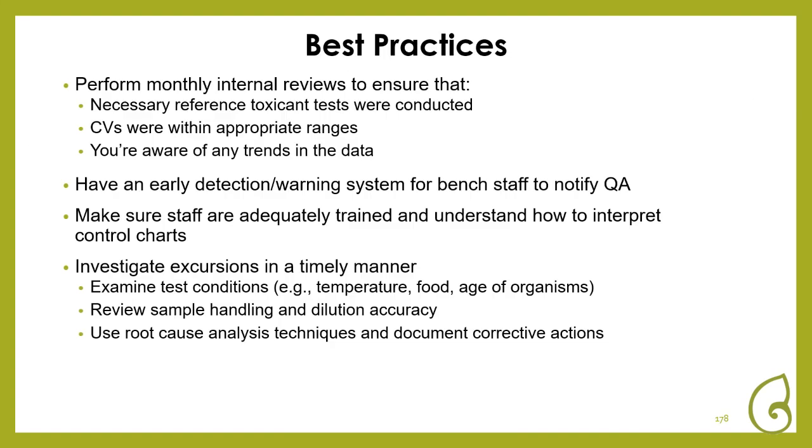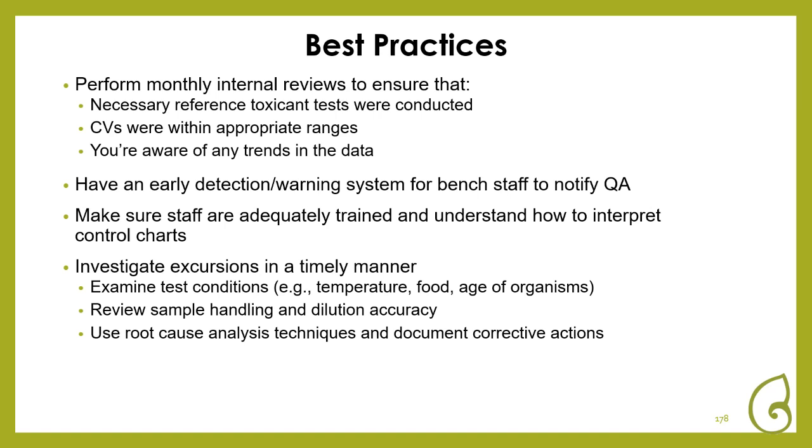I want to leave you with a few tangible things that labs can implement related to toxicity control charts. And these are all things that we implement at Nautilus that I've personally found to be useful. So firstly, I'd suggest performing monthly internal reviews to make sure that all of the reference toxicant tests that needed to be performed that month were actually performed. It's helpful if you do this before the month ends so that in the event something has been missed or there was an invalid result, there's still time to conduct it.